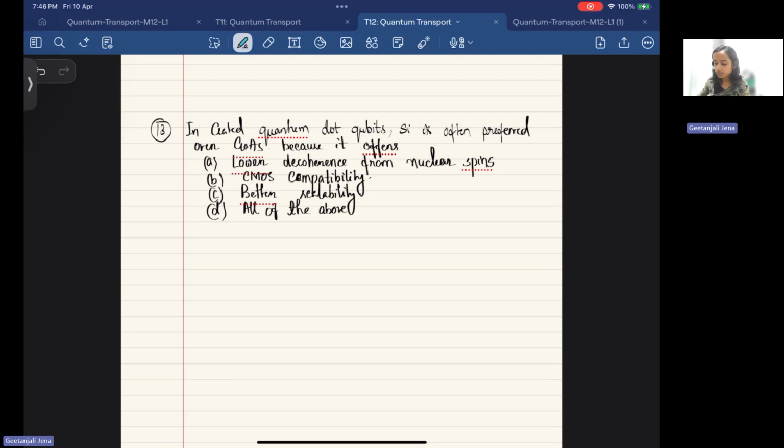So if you look at the answer, we use the silicon based gated quantum dot qubits because we can minimize the nucleus spin by isotopic purification. Also, these are compatible with the already developed CMOS technology, and these are also scalable. So that is why option D is the answer to it.